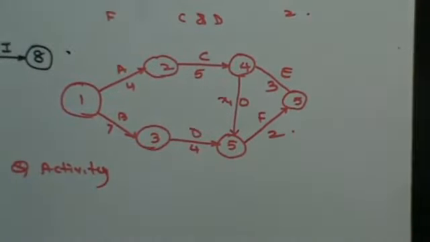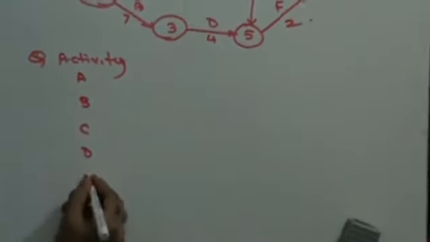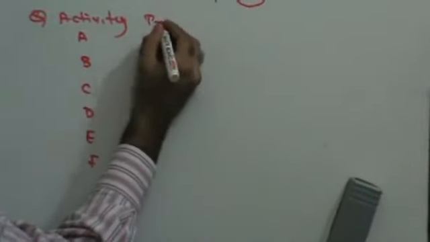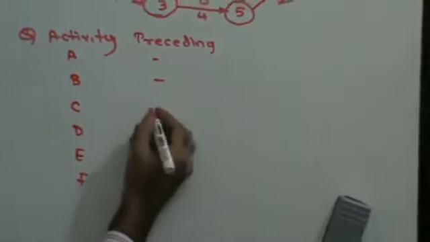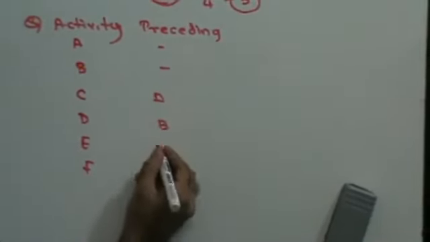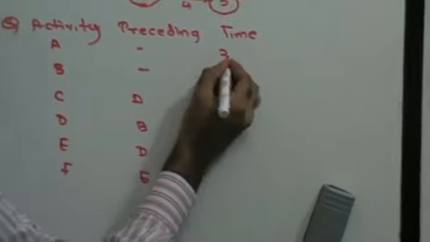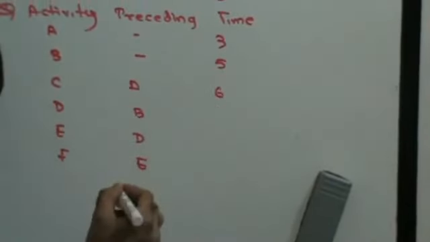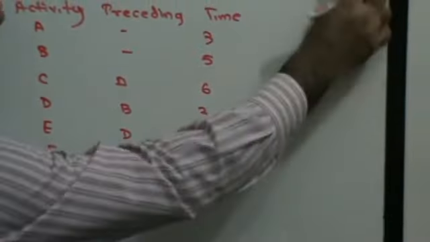Next, let's see this. Activity A, B, C, D, E, F. Preceding activity: nil, nil, A, B, D, E. Time: 3, 5, 6, 3, 4, 2, right?